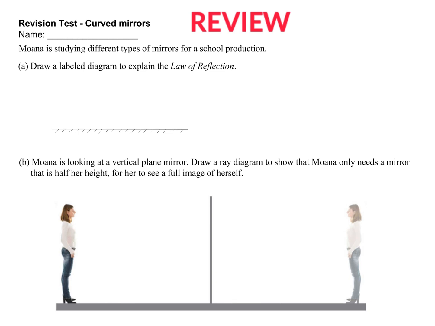In this video, we're going to look at the revision questions on curved mirrors. Now, what we have here is Moana, who's studying different types of mirrors for a school production. And for the first part of the question, you're required to draw a labelled diagram to explain the law of reflection, which basically states that the angle of incidence is equal to the angle of reflection.